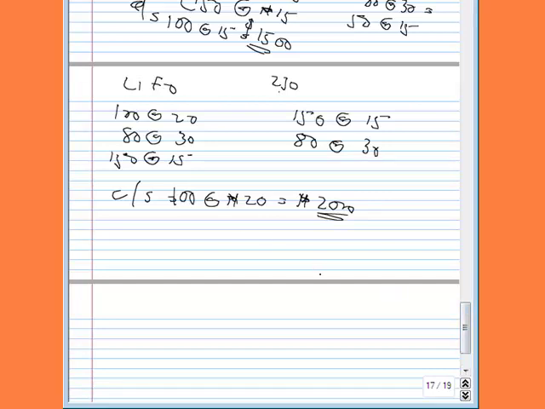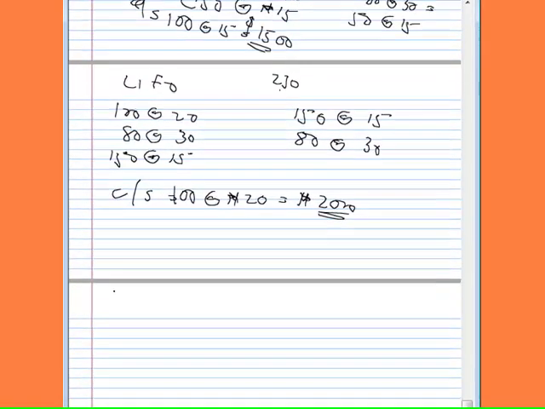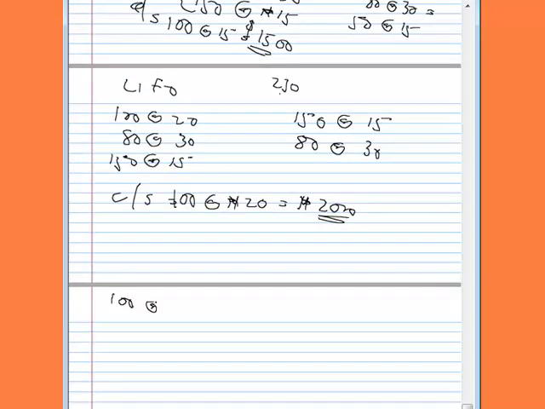Now that one uses the weighted average valuation method. Since the 3 batches have been received before the issue was made, we have to find the average. So it's going to be 100 at 20, that's 2,000, 80 at 30, 2,400, then 150 at 15, that's 1,575 if I'm correct.